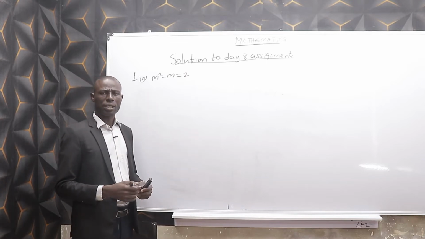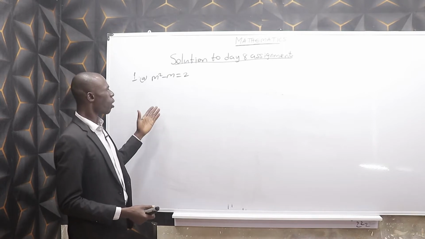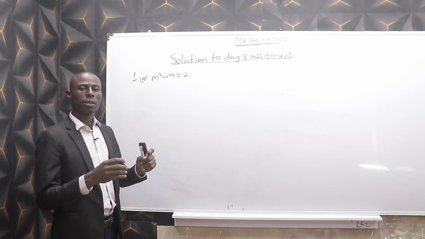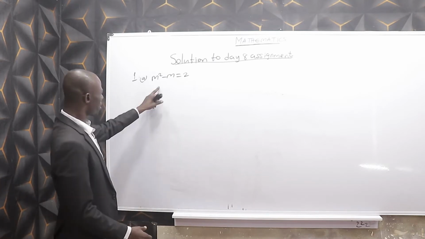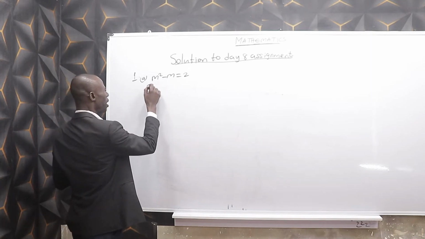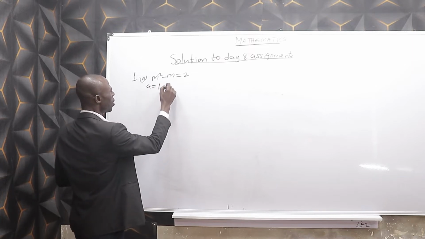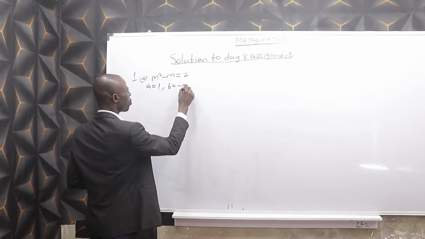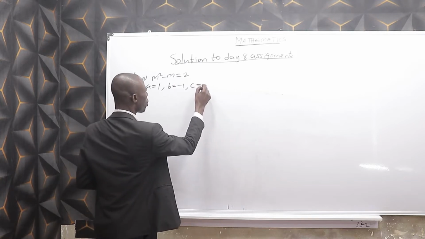Question number 1a in the assignment. Solve m squared minus m equals 2 using the general quadratic formula. And this is the question exactly. With this, our a, the coefficient of m squared, is 1. The coefficient of m, which is b, is minus 1. The constant part is minus 2.